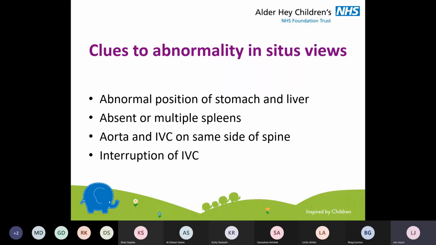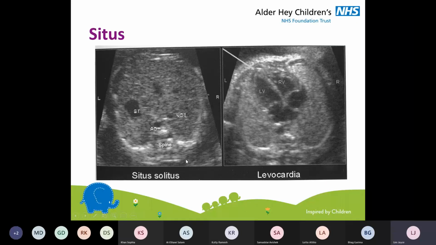So if you have any situs issues, usually it comes down to the question of, are the stomach and the liver on the wrong side? Absent or multiple spleens, well, most of us struggle to find spleens, and most of the obstetricians struggle to find spleens as well. So I wouldn't expect you to make the diagnosis of multiple spleens or absent spleens. You need to have a clue of where the IVC and aorta are and whether the IVC is interrupted or not. So this is the normal situs view.